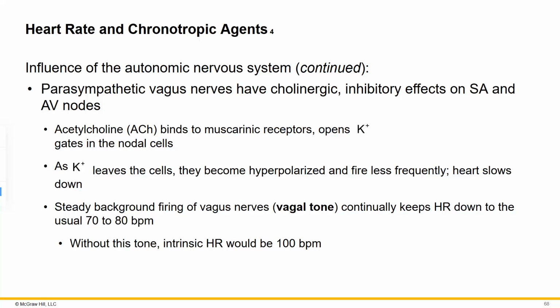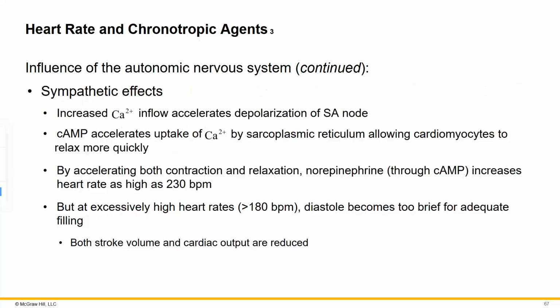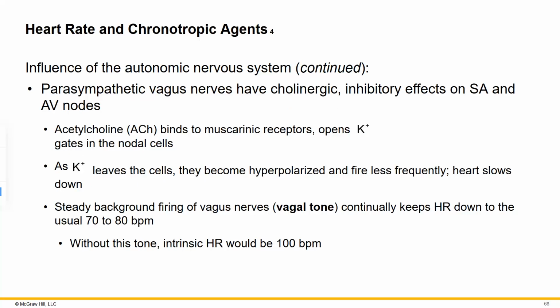Parasympathetic acetylcholine binds to muscarinic receptors, which opens potassium gates at nodal cells. So typically, acetylcholine is a stimulatory neurotransmitter for muscles. But in the case of heart muscle, norepinephrine increases the heart rate, while parasympathetic acetylcholine decreases the heart rate.